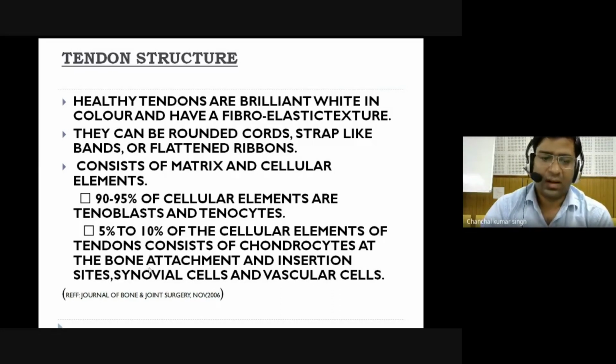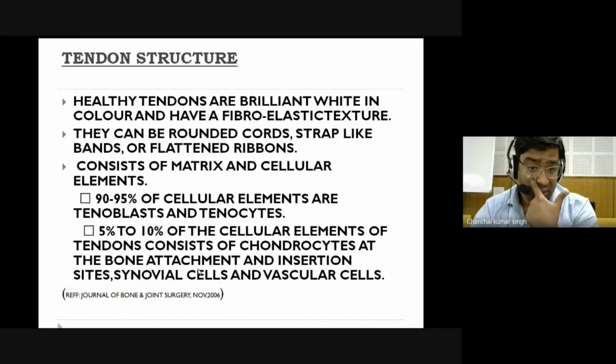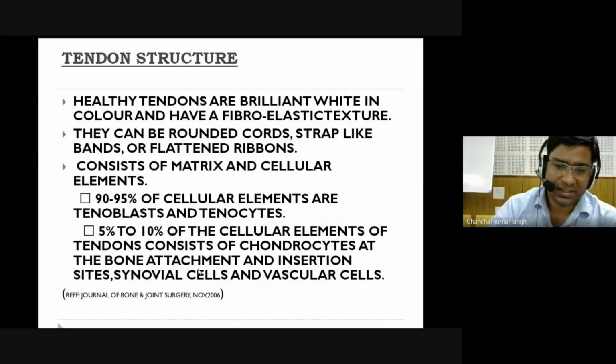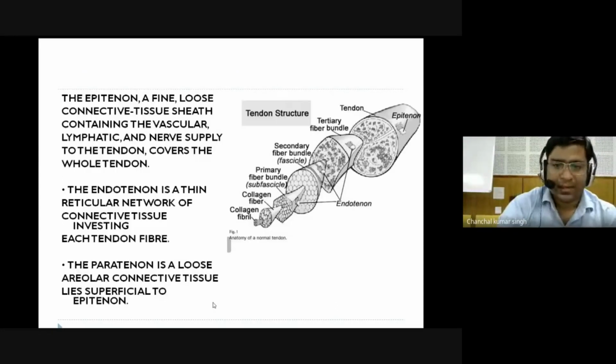Again, a very small amount, 5 to 10%, is chondrocytes on the bony attachment, specifically where you have the tendo-epiphyseal attachment. There you can have a little bit of chondroblasts, synovial cells, and vascular cells. So this is the microarchitectural structure.